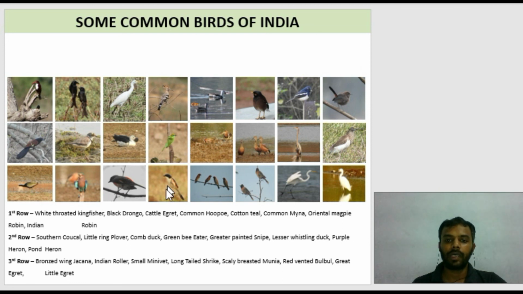This is long-tailed shrike. It's a scaly-breasted munia. It's a very common species in our home garden. This is red-vented bulbul. It is the commonest bird found in the entire country. This is greater egret, and this is little egret.